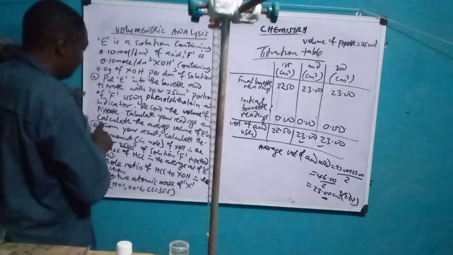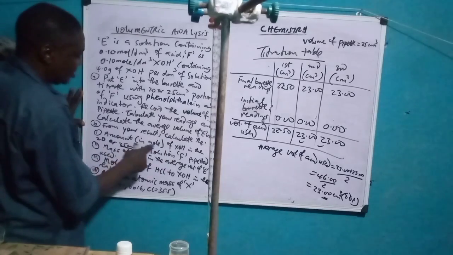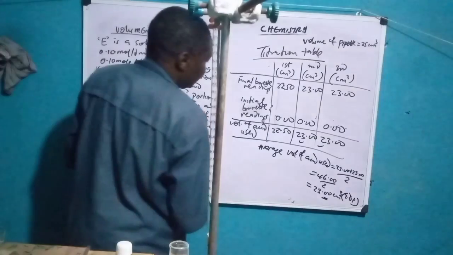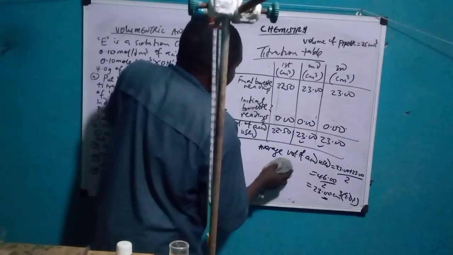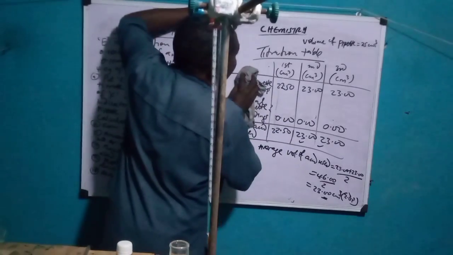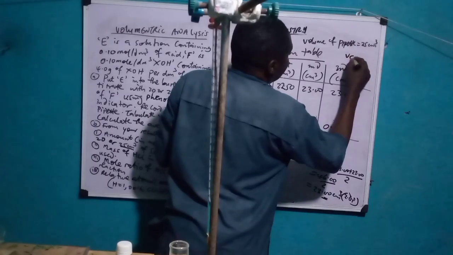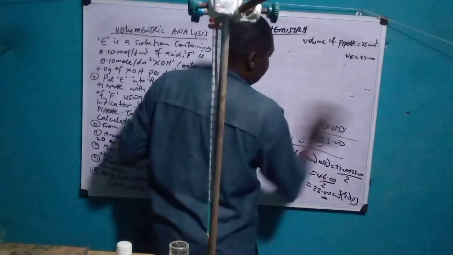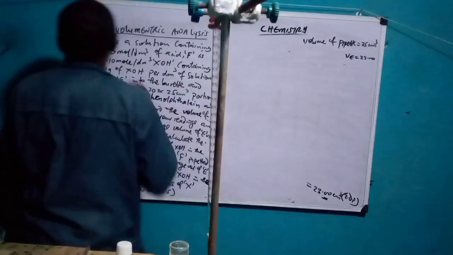So we are through with the first one, calculate the average volume of acid used. Then the second one: from your result, calculate the amount in moles of SOH in 25 cm3 of solution B. Remember our VA is 23. Let's put it somewhere so we don't forget: VE is 23.00. We leave only that value, so you can see it from your result.